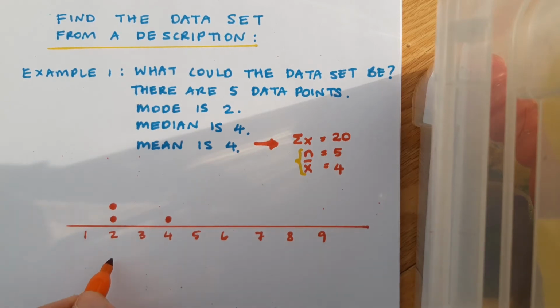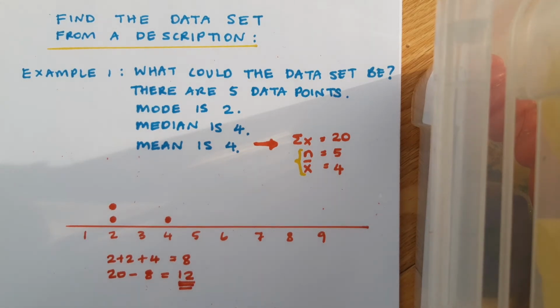Well, I've got 2 and 2 and 4. So far I've got 8. How much more do I need? I need 12 more. So I need to mark in 2 more data points that will add up to 12.